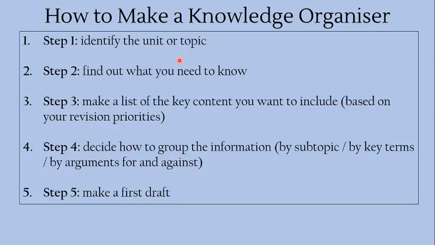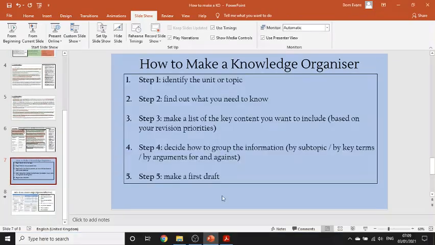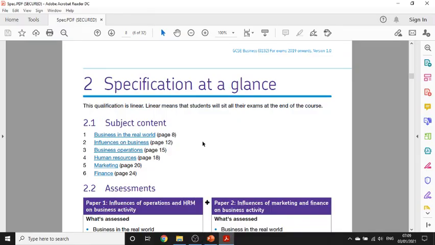So how do you actually do it? What are the steps? Well, first of all, you need to identify the topic, the unit that you are going to create the knowledge organiser for. And then step 2, you're going to have to find out what you need to know in that unit or topic. So, for example, I think the best place to go is the specification that outlines the key learning that you're going to need to do.